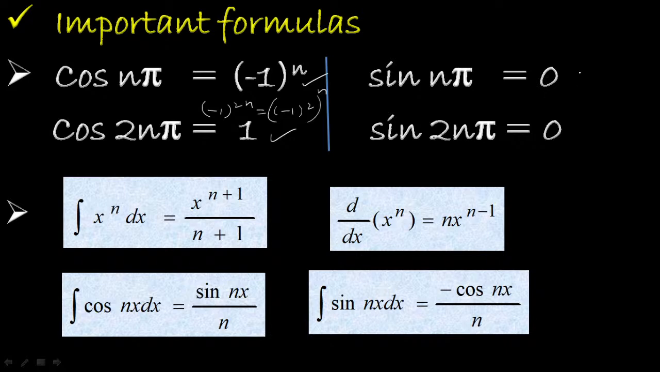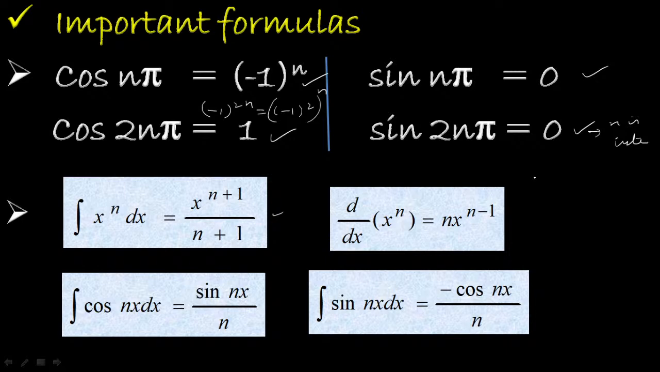Here sin n pi is 0 and sin 2n pi is equal to 0 if n is an integer. So in pi form here we have to take n as an integer, so sin 2n pi becomes 0. Besides this, these are the formulas you studied in your school days. This is the basic differentiation and integration formula: integral x power n dx is equal to x power n plus 1 divided by n plus 1, whereas d by dx of x power n is equal to n x power n minus 1.